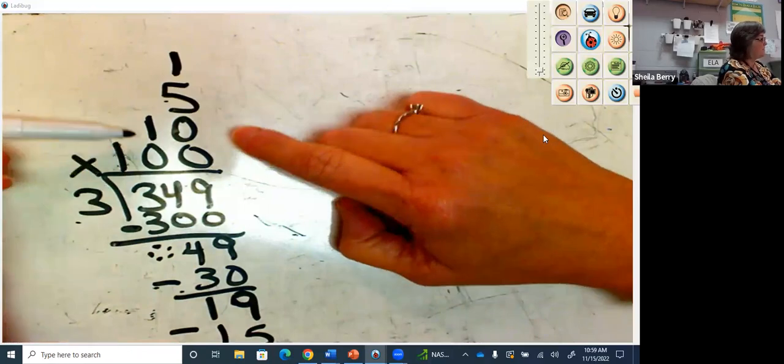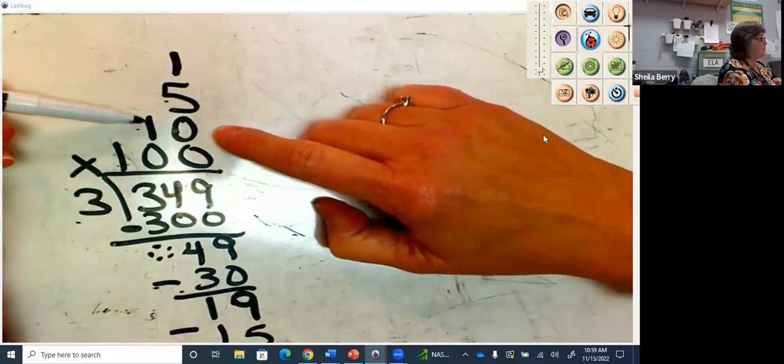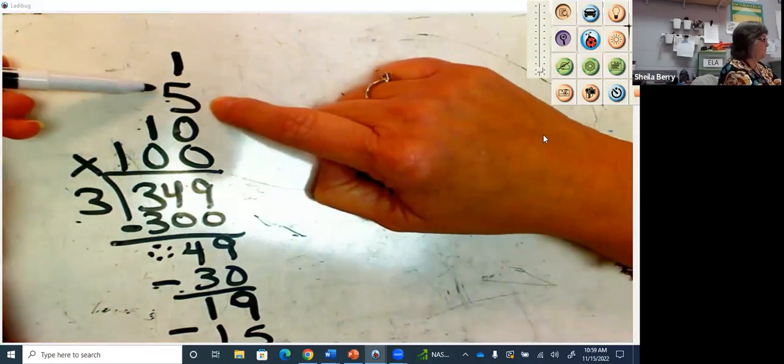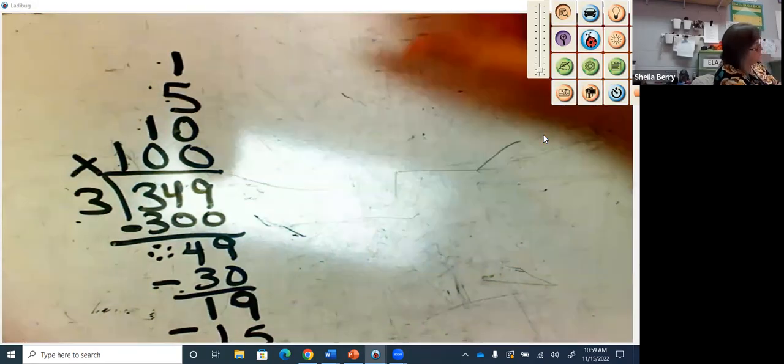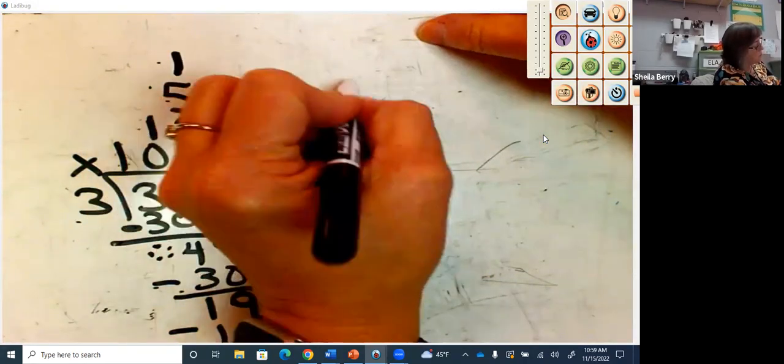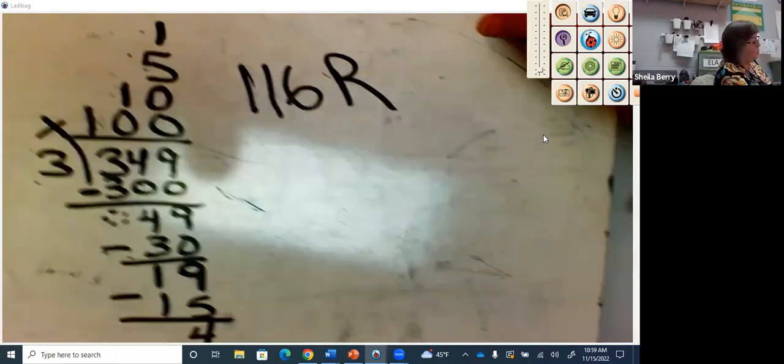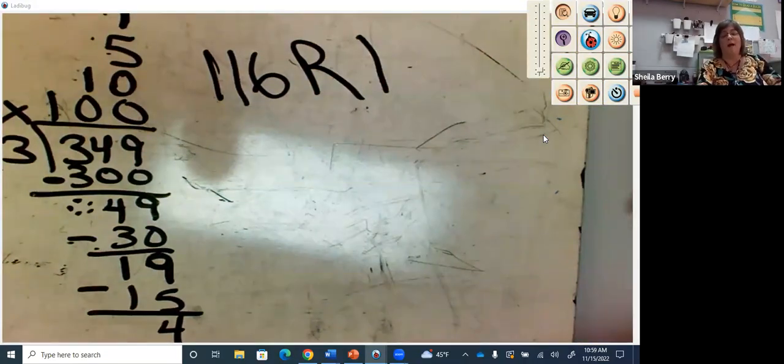What's 100 plus 10? 110 plus 5. And 115 plus 1? 116. 116 with the remainder of 1. Now, let's look at it the other ways before we go to lunch.